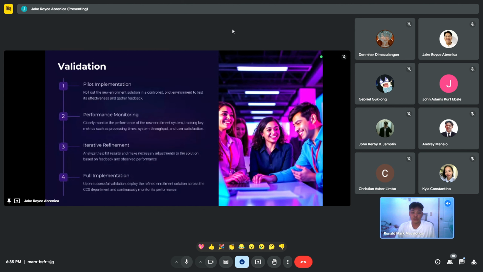Second is performance monitoring. During the pilot phase, we will monitor key metrics such as processing speed, system efficiency, and user satisfaction to measure its effectiveness. Third, iterative refinement. Based on the feedback and observed performance during the pilot, we will refine and optimize the system to address any issues. And lastly, full implementation. Once validated, the system will be fully deployed across the CCS department. Continuous monitoring will ensure the solution delivers sustained performance.